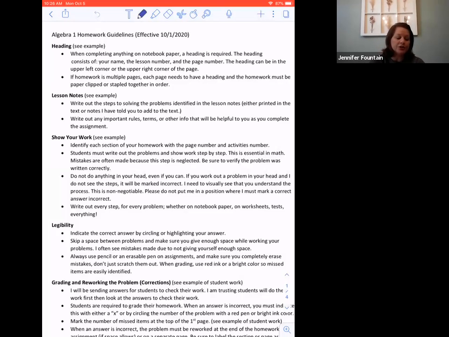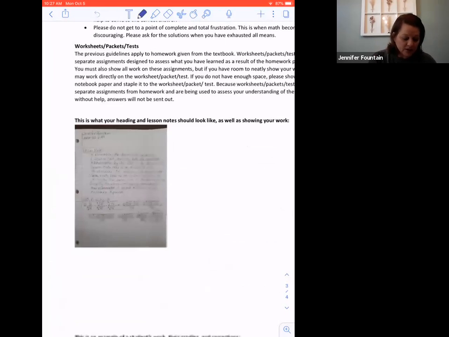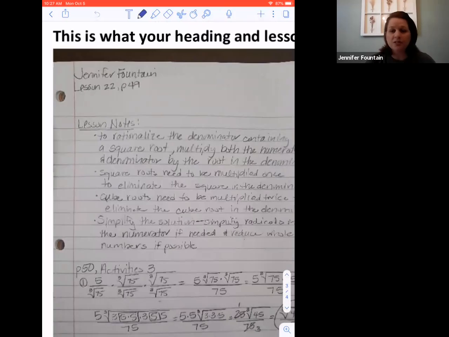Okay, so the first thing we're gonna do is talk about our new homework guidelines. First thing is gonna be the heading. I'm going to skip down for just a minute and talk about the heading. I put you guys a sample in here to see what a heading looks like. Not a huge deal. Just put your name and the lesson number. You can put the page number, however you want to do it. But the main thing is I just need something to identify that this is this person's paper and it's covering this information. Okay, so that's what the heading is for.